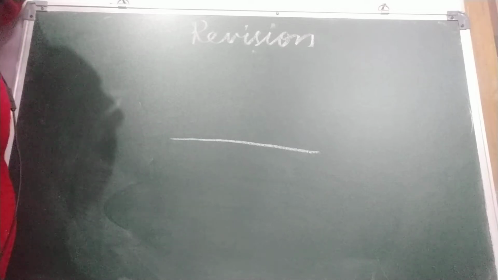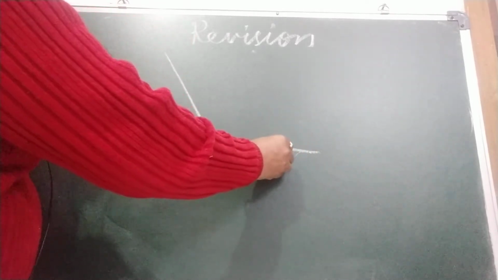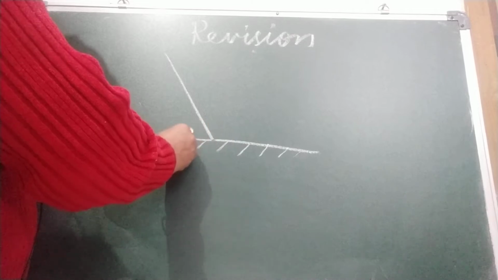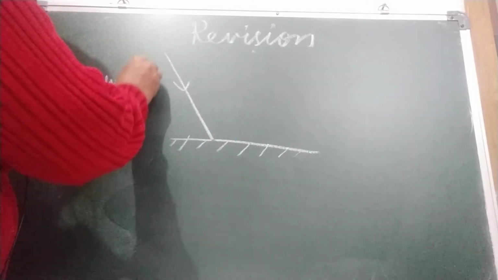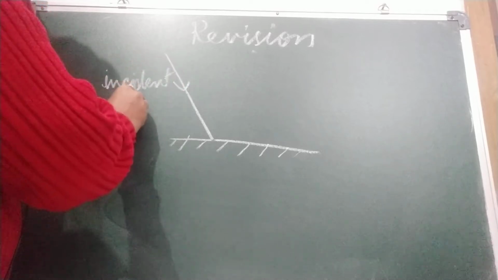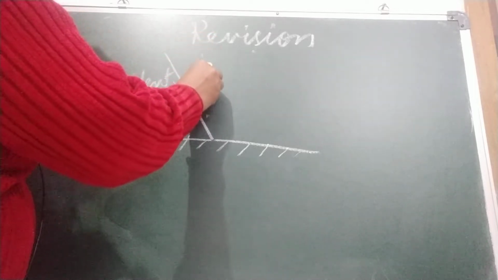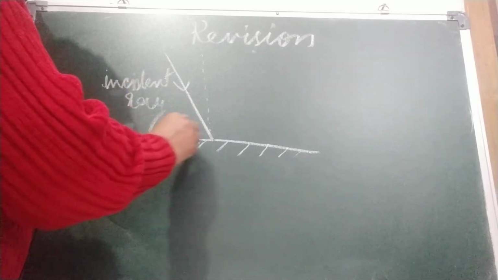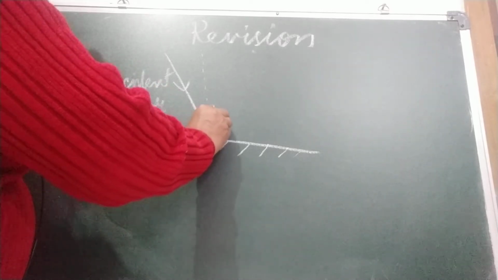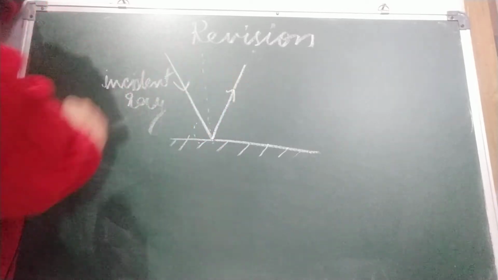Now here, for this reflection, there is a law. When any light falls on a smooth surface, suppose this is our mirror, this is called the incident ray. Where it falls there, we always draw a normal, that is, perpendicular to the mirror, and this ray always reflects when it falls, and this bouncing back is called reflection.